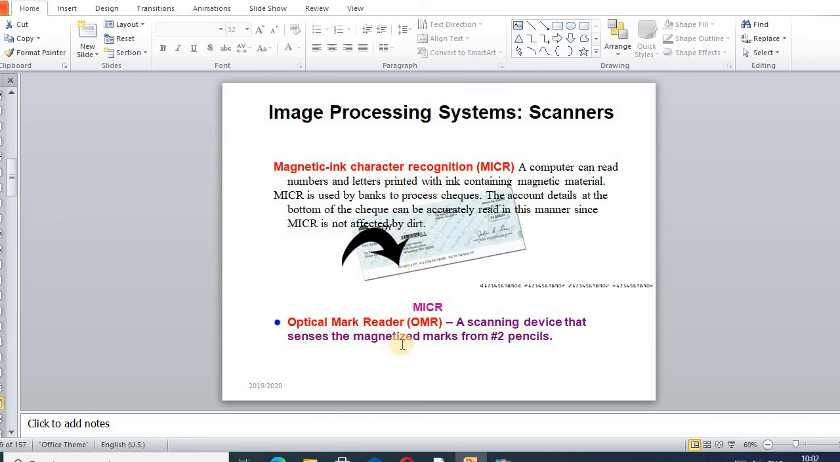And what technology do they use? Optical mark reader, OMR, scanning devices that sense marks made with number 2 pencils. Are you getting that? So these things are written in pencil, and then it will read all of them like that.